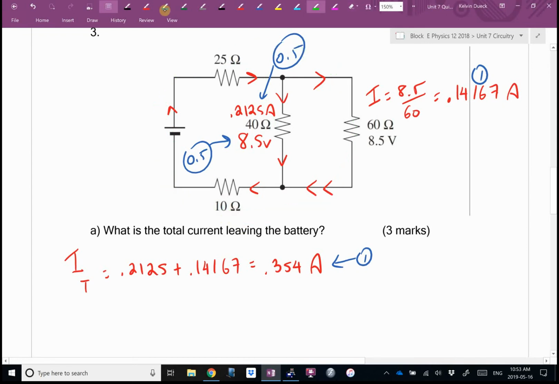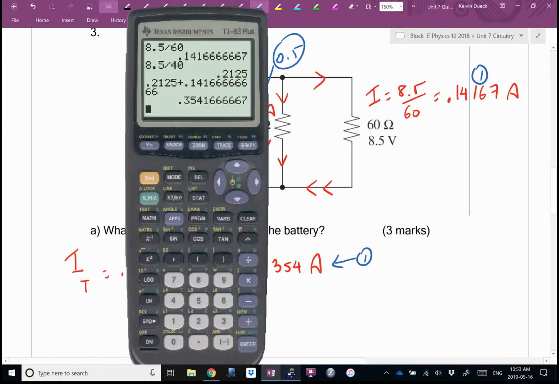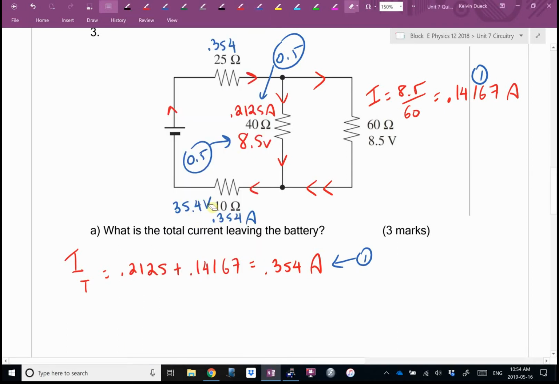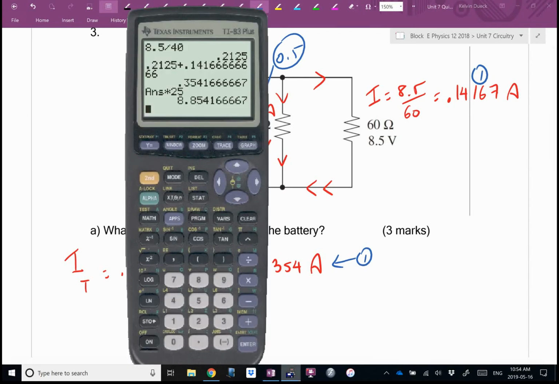So this is going to be 0.354 amps, which is going to be 35.4 volts, I times R. And this is going to be 0.354 amps, which is going to be 8.854? Down here, because I can't do math in my head, apparently. 3.54 volts. But up here, it is 8.854 volts.